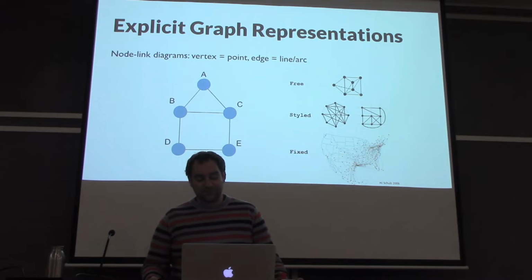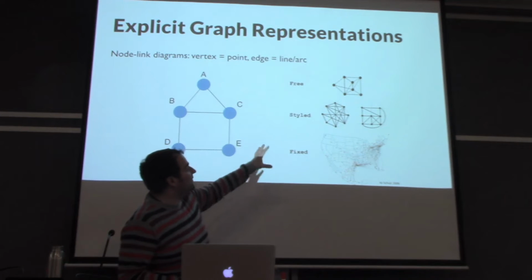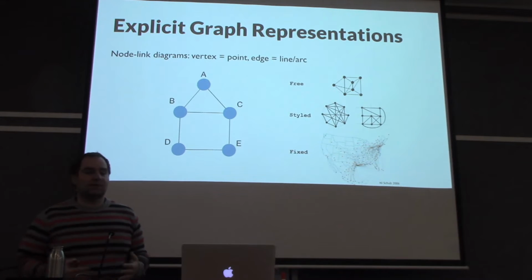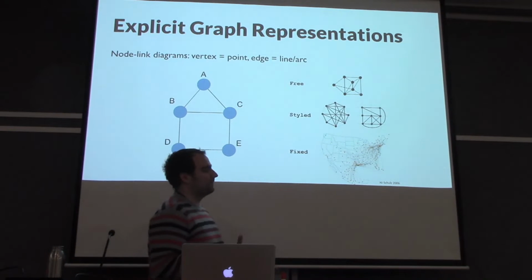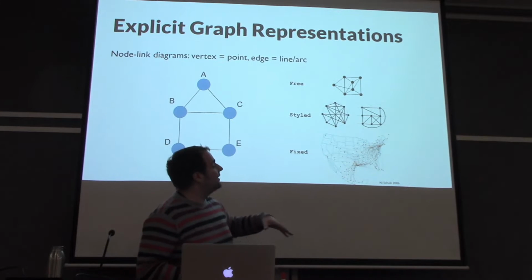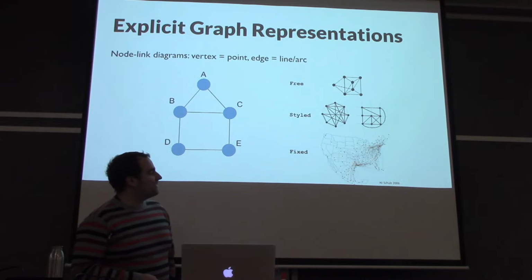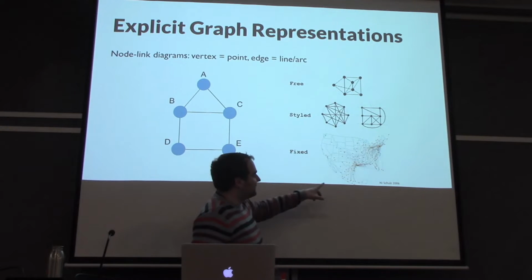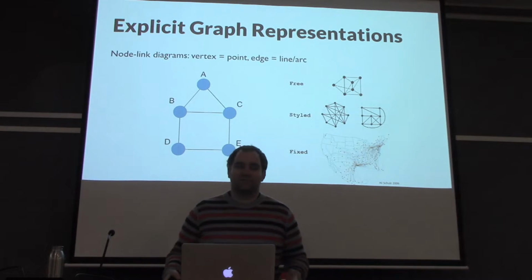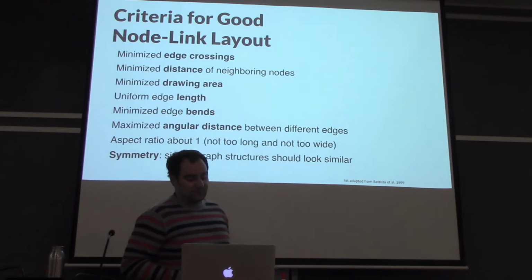So explicit graph representations are node link diagrams, and here we have three different classes with the free layouts where we can essentially position the nodes however we like. That essentially gives us the best possible layout. We have the style layouts where we, for example, align the nodes along a grid or along a circle and then draw the edges along them. And then we have the fixed layouts where we can't choose our node positions, and that's usually important if you have some spatial context, as you can see here.